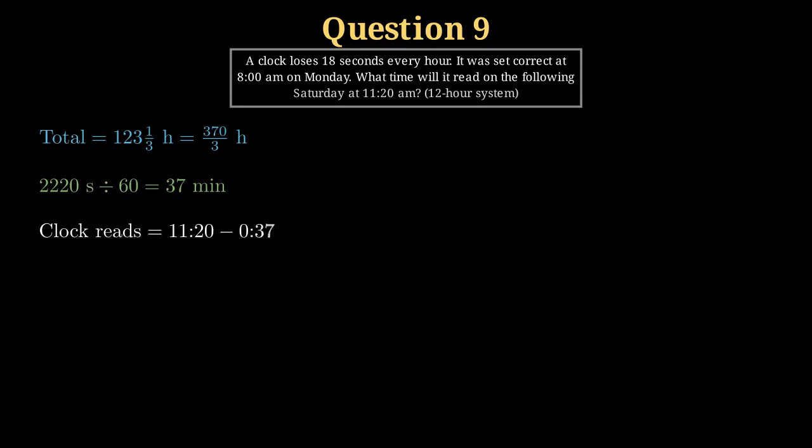Finally, because the clock is losing time, it is slow. It shows a time behind the real time. So we subtract the 37 minutes from 20 past 11. 20 past 11, take away 37 minutes, is 10:43 in the morning. Well done. That's question 9 complete.